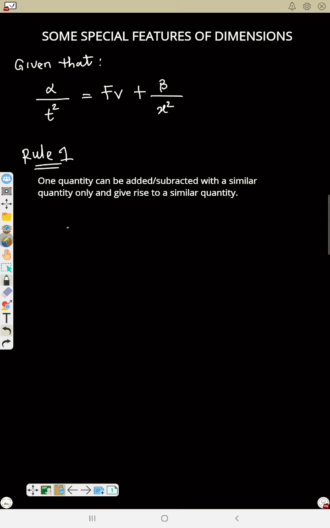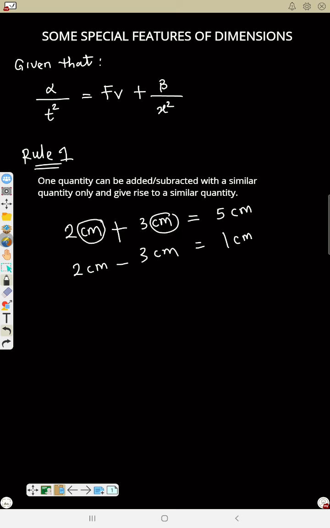That is, one quantity like 2 centimeter can be added or subtracted with a similar quantity, let's say 3 centimeter, and give rise to a similar quantity. We can only have 5 centimeter, and here 1 centimeter, meaning I can only have centimeter. If I add it, my result will also be in centimeter. One quantity centimeter can be added or subtracted with a similar quantity centimeter and give rise to a similar quantity, centimeter. It cannot change.